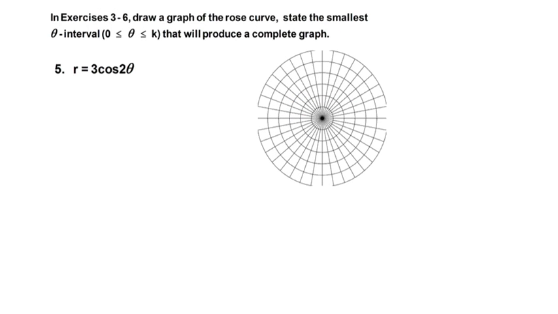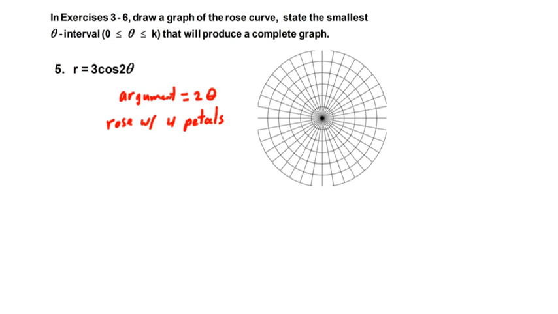Next, on problem 5, here we have the argument equals 2 theta, and for even numbers we're going to have double, so we're going to have a rose with 4 petals. And what that means is that to get our 4 petals, we're going to have to go 2 pi.